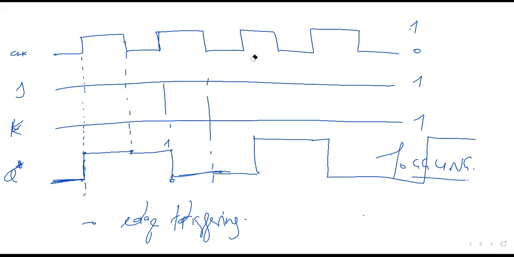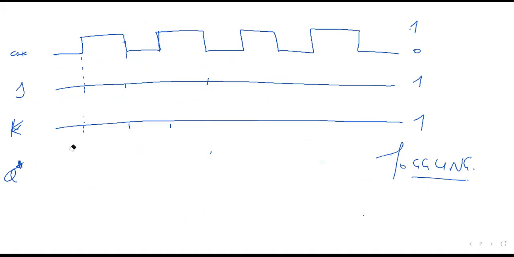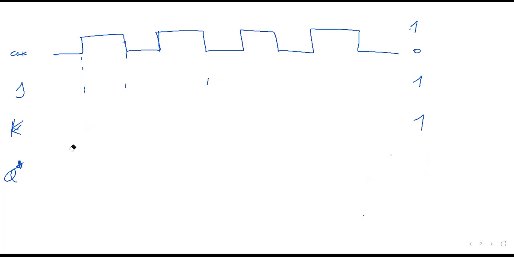This is my clock. I know J and K are equal to 1. What happens to Q next, if I'm using the slave? Okay, I know J and K are equal to 1. What happens to my Q next?